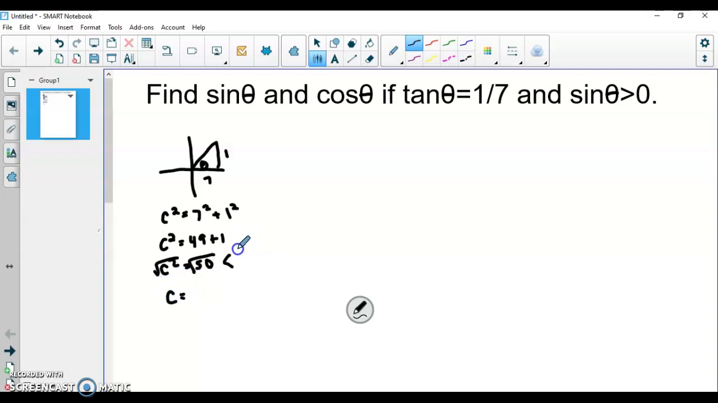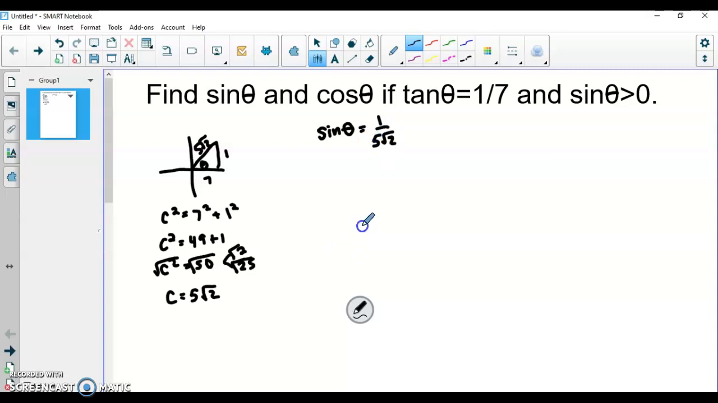which then would be broken down into the square root of 25 times 2. 2 is not a perfect square, but 25 is, so we would say the square root of 25 is 5. Radical 2 would be our hypotenuse. And if that is our hypotenuse, then from that we can deduce that sine of theta would be equal to the opposite, which is 1, over the hypotenuse, which is 5 radical 2.